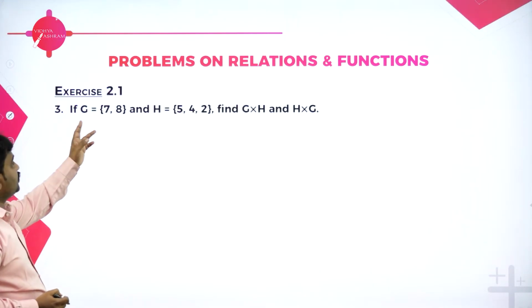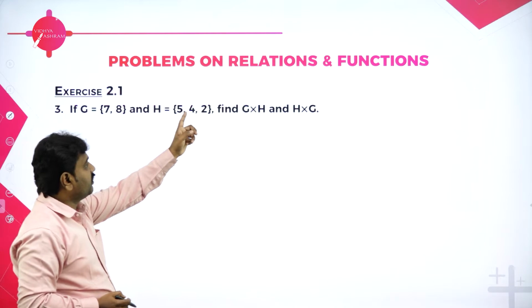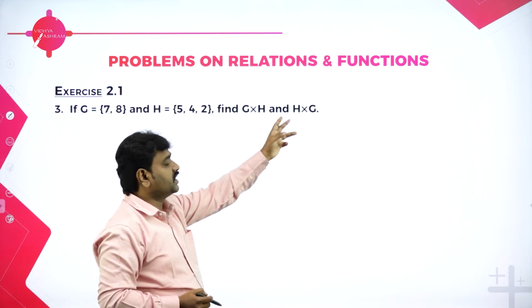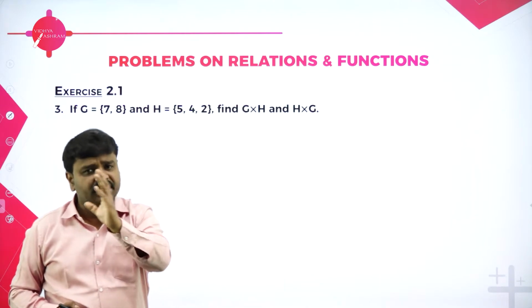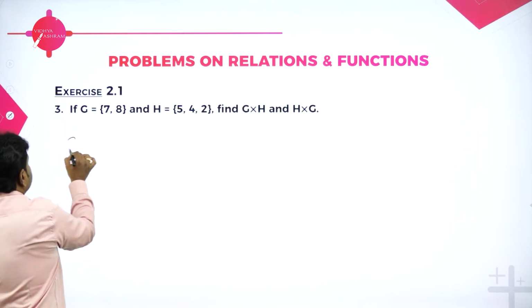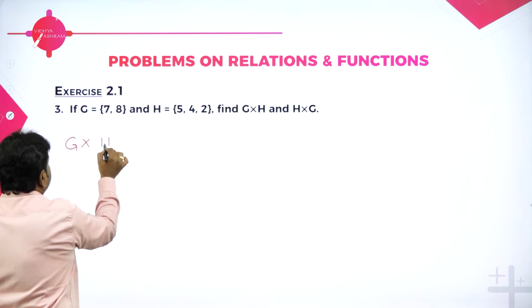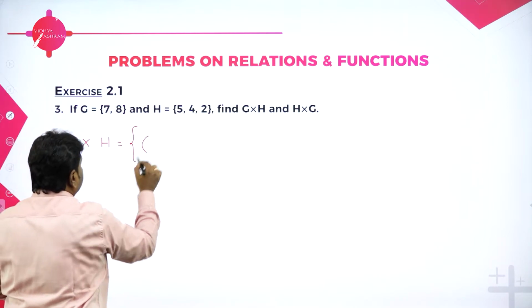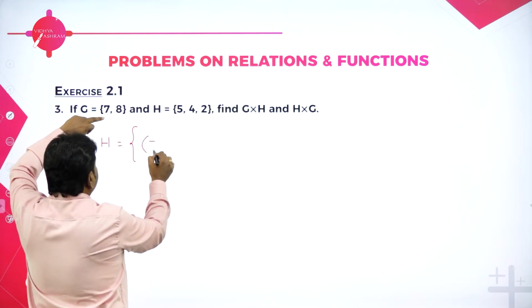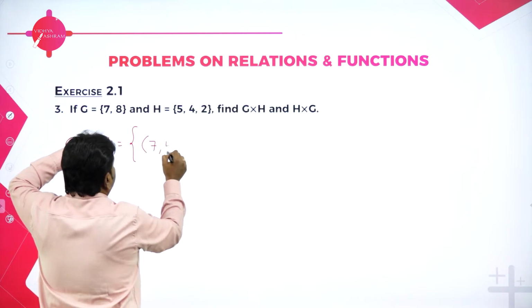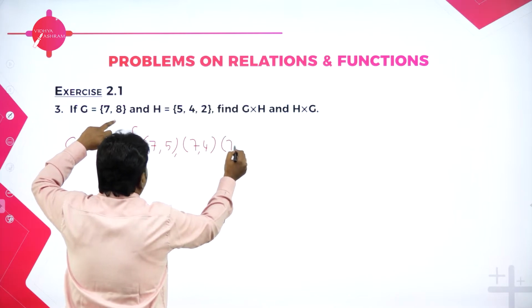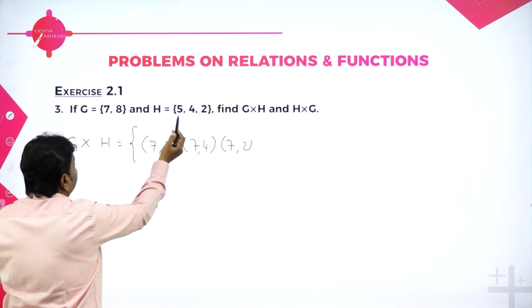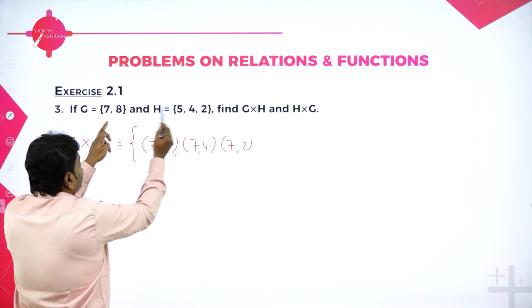Next, G is equal to {7, 8}, H is equal to {5, 4, 2}. Find G cross H and H cross G. They want you to find the Cartesian product, G cross H and H cross G. So we'll do it. So G cross H. What is G cross H? It's a set containing ordered pairs. The first element you take from G: (7, 5), then (7, 4), then (7, 2). So club the first element with each element: (7, 5), (7, 4), (7, 2).